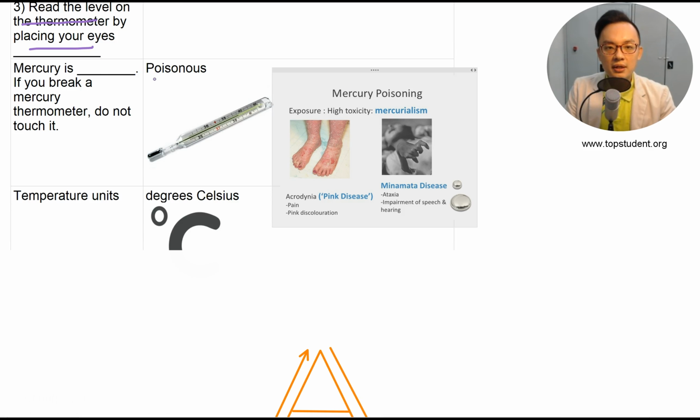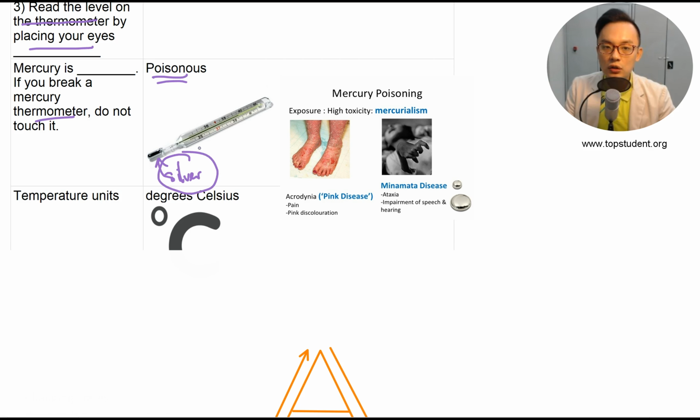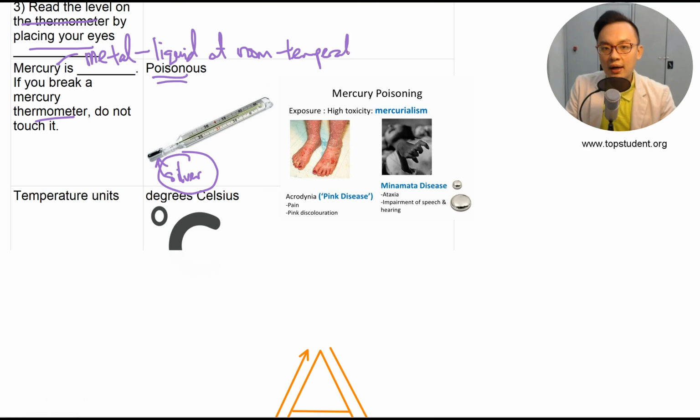Okay, so this is interesting. Mercury is actually poisonous. Alright, if you break a mercury thermometer, do not touch it. Mercury looks like this, which is a silver color. Do you know why it's silver and why it's good for making thermometers? Because mercury is actually a metal. I don't know whether you knew that, but mercury is a metal that is liquid at room temperature. What that means is the temperature that you and I are alive in, mercury is a liquid. Any other metal like copper, bronze, iron, steel, they're all solids. So mercury is the only metal that's a liquid at room temperature.